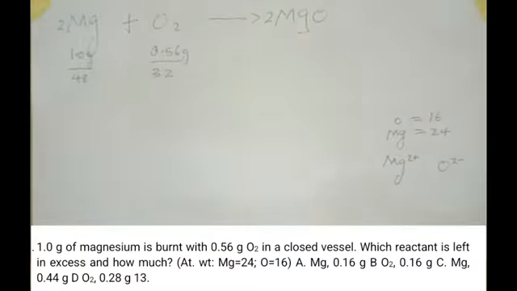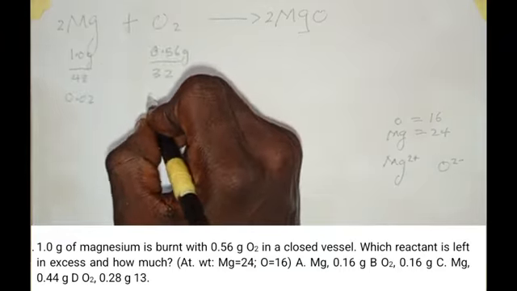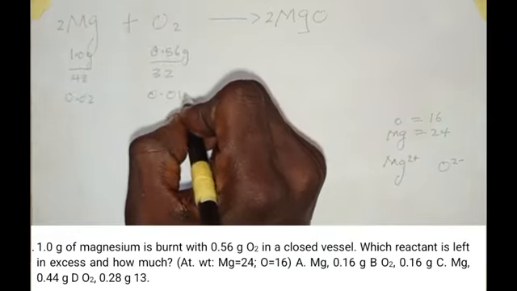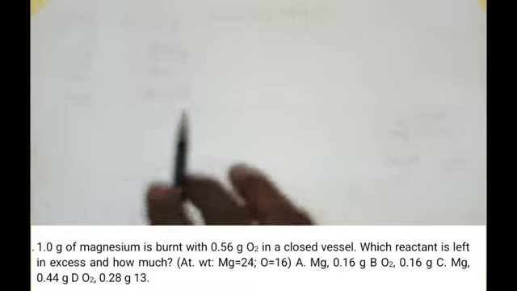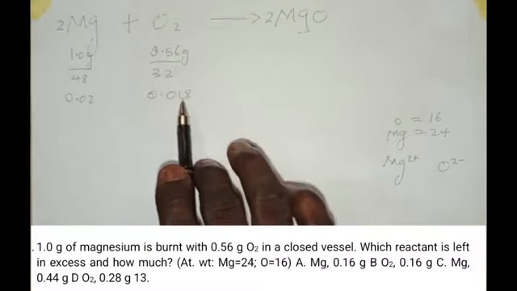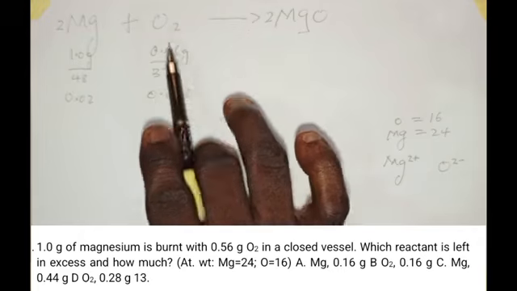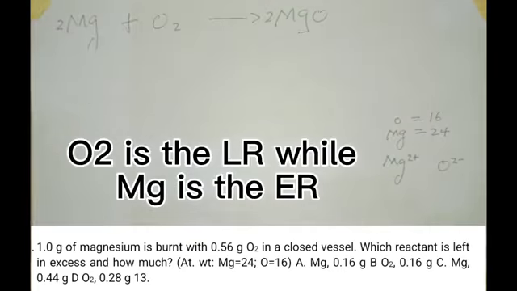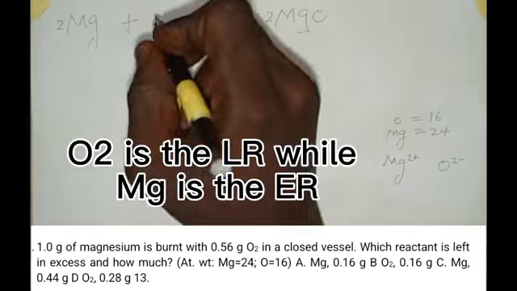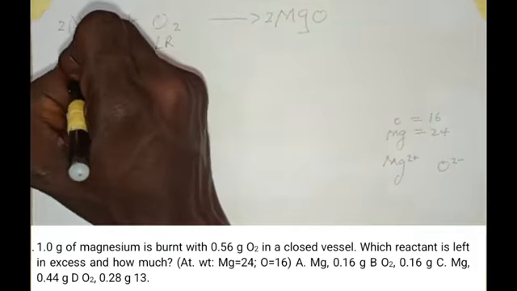We are going to compare our answers to figure out the limiting reagent, and this is what we are going to get. So this is going to give us 0.02, while this is going to give us 0.018. Now, comparing the two answers, it is very clear that the smaller value here is 0.018, which simply implies that the limiting reagent in this reaction is oxygen. So it is very obvious that the limiting reagent is oxygen, LR, and the excess reagent is magnesium.